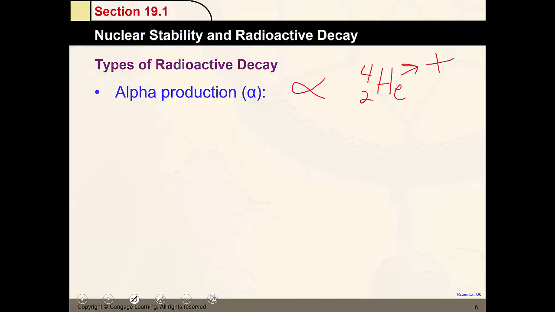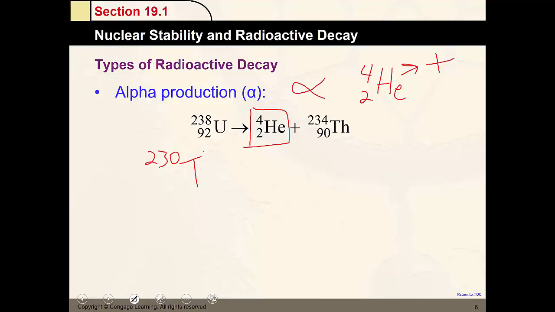Okay, so with alpha production, or sometimes it's called alpha decay, always what happens is an alpha particle is produced. An alpha particle is on the product side of the equation. So let's say, we'll have another example here. But let's say I say thorium-230 undergoes alpha decay.